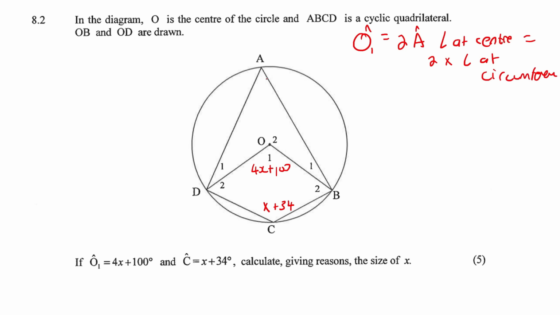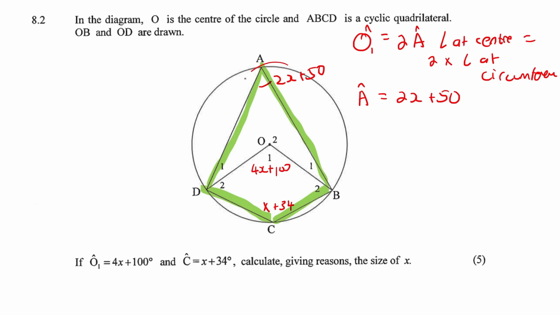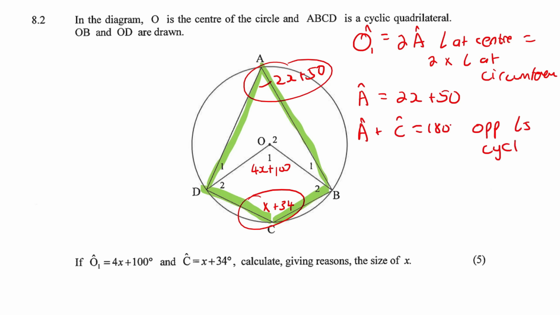So that means that angle A is going to be half of 4x plus 100, so it'll be 2x plus 50. Now, we know that this is a cyclic quad. What do we know about the opposite angles of a cyclic quad? They add up to 180. They're supplementary. Angle A plus angle C must be 180, opposite angles of a cyclic quad. Now just sub in the values. So A is 2x plus 50, and C is x plus 34.